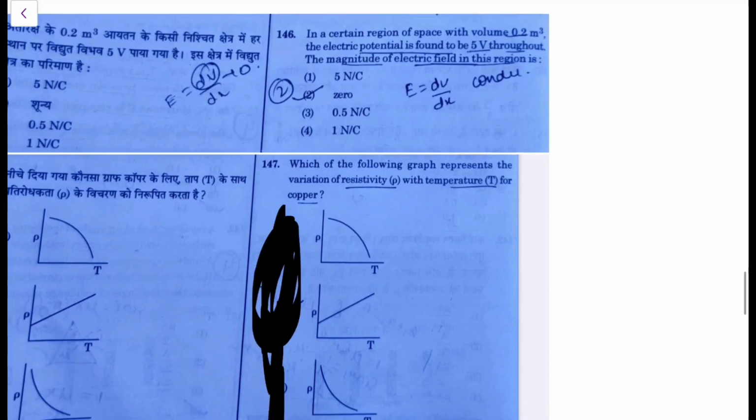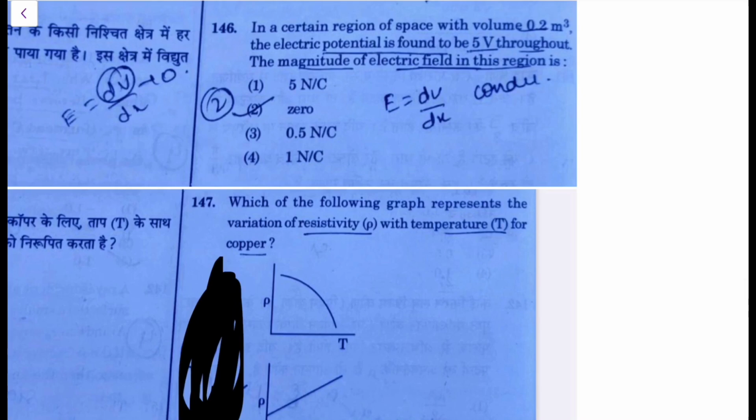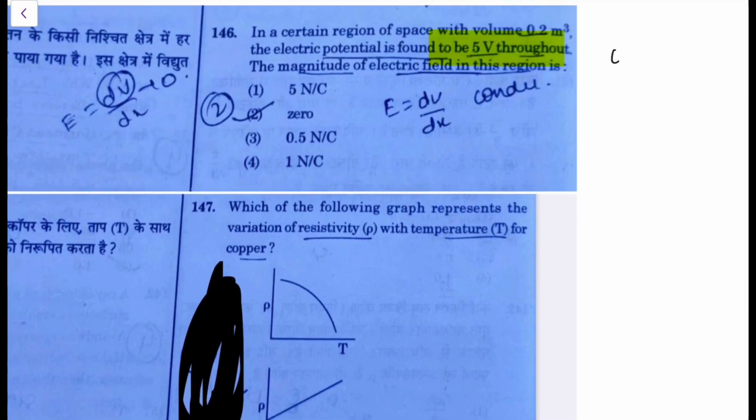Now the third part. In a certain region of space with volume 0.2 meter cube, the electric potential is found to be 5 volts throughout. That means potential remaining constant. So the magnitude of electric field will be 0. So the answer is 2. It is going to be 0 because potential is constant. You know, E is minus dV by dr or dV by dx. If dV by dr is 0, E is 0.